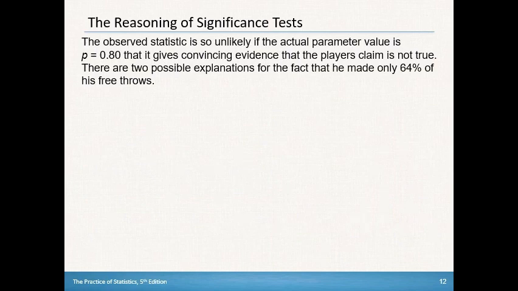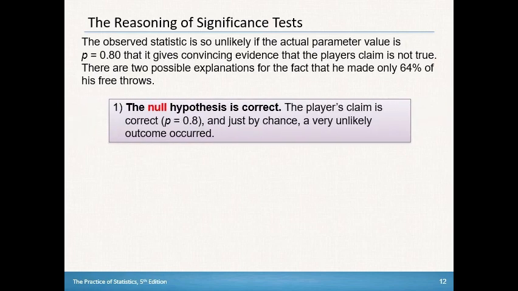All right, so the observed statistic, that's the p hat of 64%, is so unlikely. If the true parameter were actually 80%, then this is really evidence that his claim is not true. It's very unlikely that he would have done as badly as he did or worse if he was really an 80% free throw shooter. All right, so there's 2 things that are possible here, 2 outcomes that could be happening.